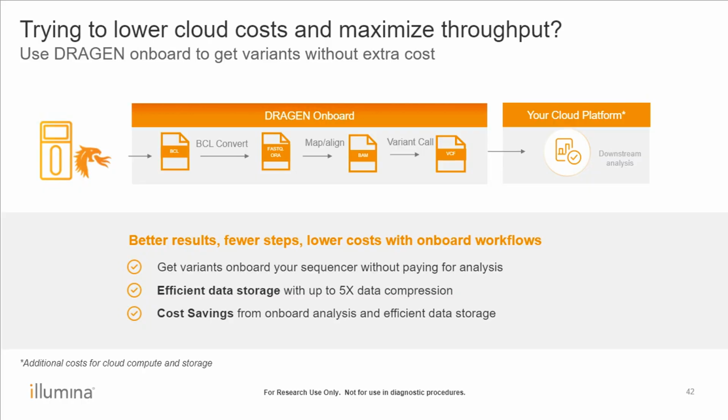If you're trying to lower cloud costs and maximize throughput, then you can leverage Dragon onboard workflows to get variants without additional cost. NovaSeq X significantly increases throughput and scalability for large-scale genomic projects. Previously, you would have had to sequence and analyze separately. NovaSeq X not only increases your sequencing throughput, but also seamlessly integrates secondary analysis in your workflow with no additional cost and integrates with downstream cloud analysis and data aggregation, thus increasing your overall throughput and operational cost savings.